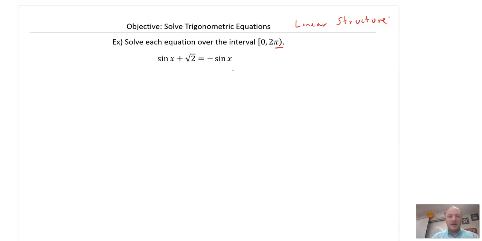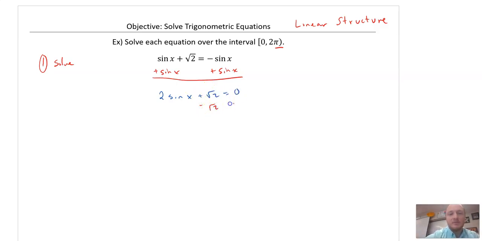Okay, so again, what we'll want to do in order to go ahead and solve is combine like terms. So I'm going to add my sines together. Okay, and this will give me 2 sine x plus root 2 is equal to 0. So now I'll subtract root 2 on both sides, and I get 2 sine of x is equal to negative square root of 2. Okay, I want to isolate my sine function, so I'm going to divide both sides by 2, and we get sine of x is equal to negative root 2 over 2.